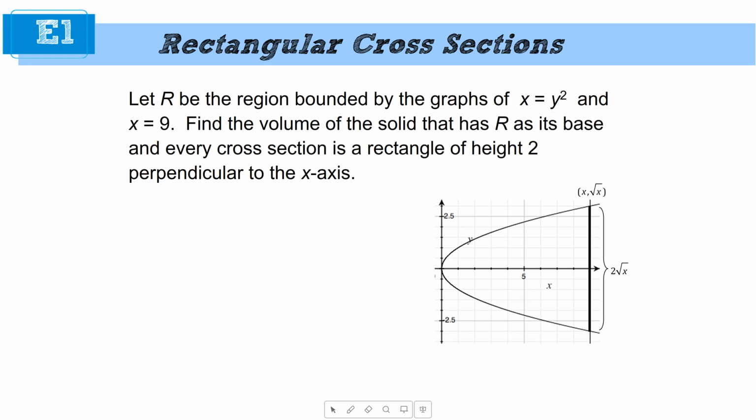As Conrad said, it's a sideways parabola. We're going from 0 out to 9. How do we know that? Because it says here x equals 9, and so it's that region bounded right there. I chose to use a horizontal, sorry, that's vertical. I chose to use a vertical representative rectangle, and I drew it over here at 9. Okay, so that's our base. Everybody good with me so far?